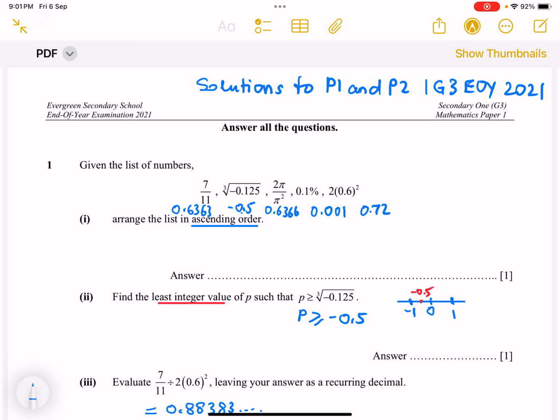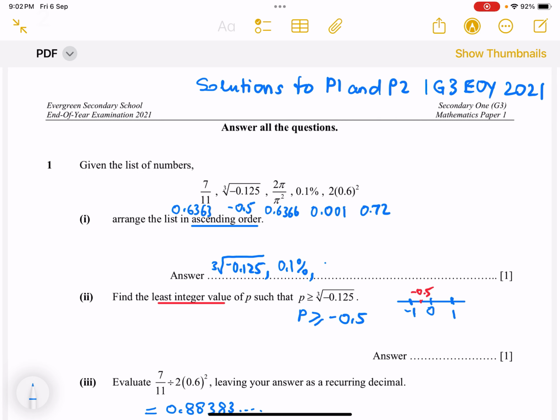Now, a negative number is always smaller than a positive number. When we arrange, we must put in the original number. So negative 0.5 is the smallest. It comes from cube root of negative 0.125. Then this is followed by the next number, which is 0.001, which is 0.1%.